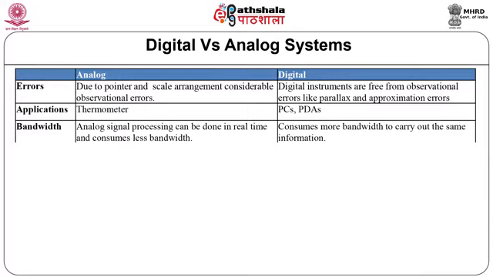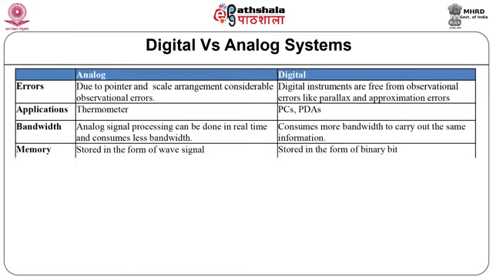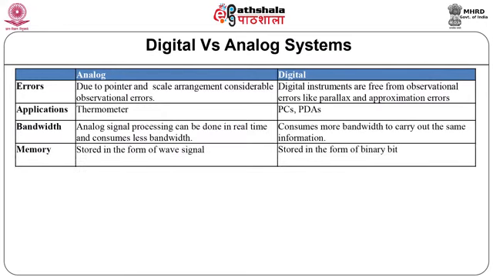Let us now talk about the memory capacity. Analog signals are stored in the form of wave signal, whereas digital signals are stored in the form of binary bits. The next parameter is power.